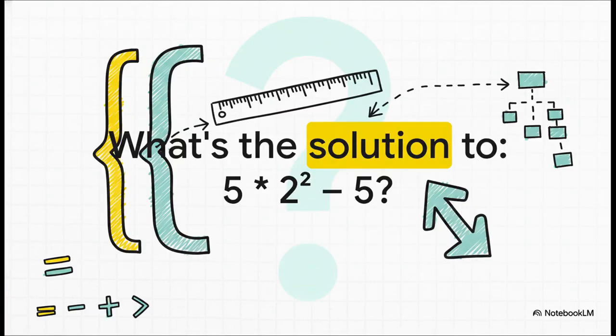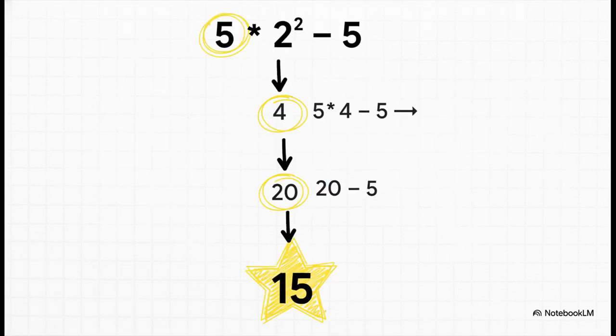All right, let's put this grammar to the test. Take a look at this expression. How would you solve it? Think about PEMDAS. What's the very first move we need to make? You got it. Okay, so no parentheses here, so we jump right to E, exponents. 2 squared is 4, so now our expression reads 5 times 4 minus 5. According to PEMDAS, multiplication comes before subtraction, so 5 times 4 gets us 20.